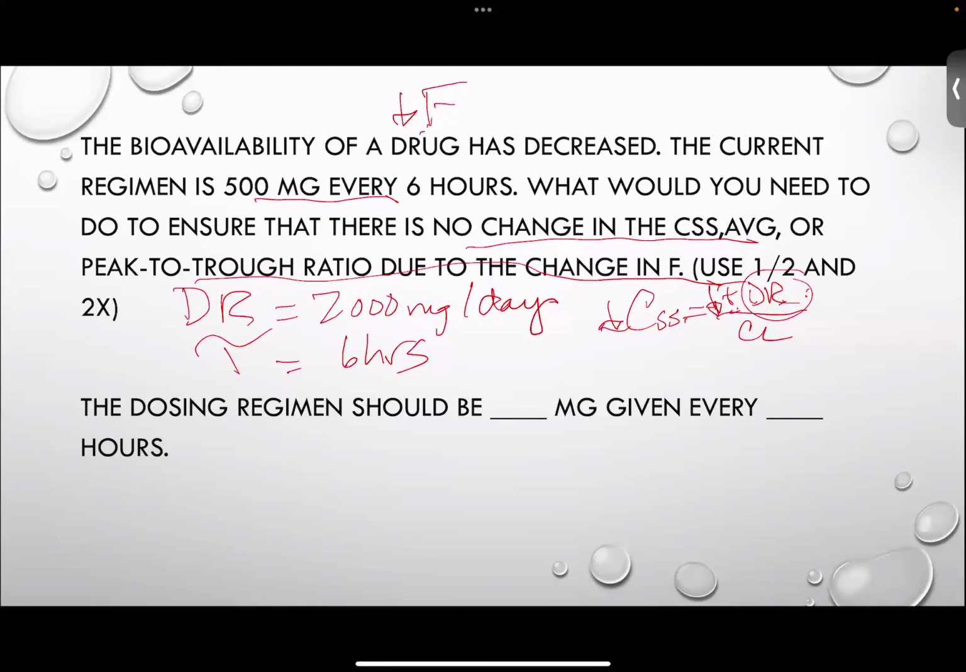Therefore, we're going to need to increase our dose rate. We're going to need to increase it, give more of it. So if we use the double and half, we're going to give 4,000 milligrams per day. What about our dose interval? Do we expect our peak to trough ratio to change when there's been a bioavailability change? No. So we're going to keep this at 6 hours. So we're going to keep giving it every 6 hours. If we want to give 4,000 milligrams a day and we're going to give it every 6 hours, we're going to break that up into 4 pieces. So it'll be 1,000 milligrams given every 6 hours.